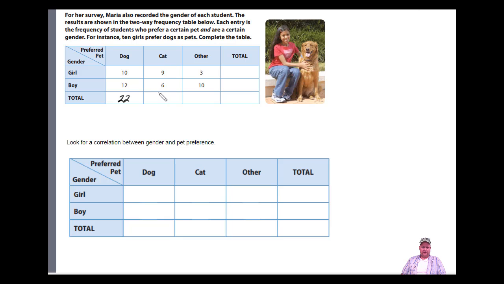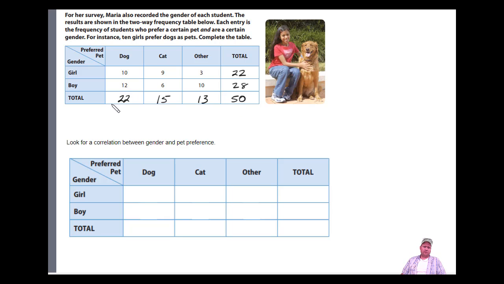And out of the cats, if you remember, there were 15 people that liked a cat. Well, 9 of them happened to be girls and 6 of them happened to be boys. And if we want to take a look at other, there were 13 people that liked other, but only 3 of them were girls and 10 of them were boys. And remember that in a two-way table, the horizontal rows also have to add up, and 10 plus 9 plus 3 is 22, and 12 plus 6 plus 10 is 28. And altogether, that gave us the 50 people that responded in the survey.